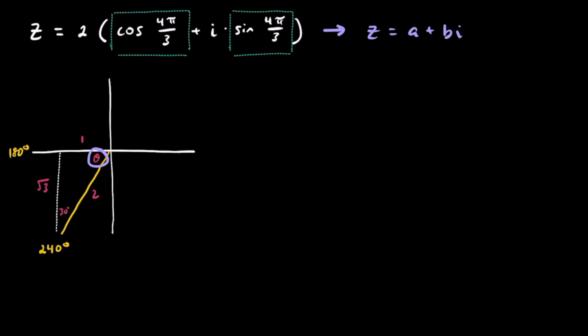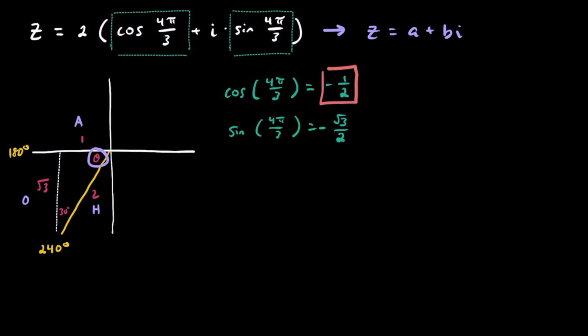Taking cosine of this angle measure, the adjacent would be 1 and the hypotenuse would be 2. And because cosine is negative in quadrant 3, we can say that cosine of this 4 pi over 3 is going to be equal to negative 1/2. As for sine of this angle measure, that's going to be opposite over hypotenuse. We can write sine of 4 pi over 3 is equal to root 3 over 2. And since sine is also negative in quadrant 3, let's put a negative on there.